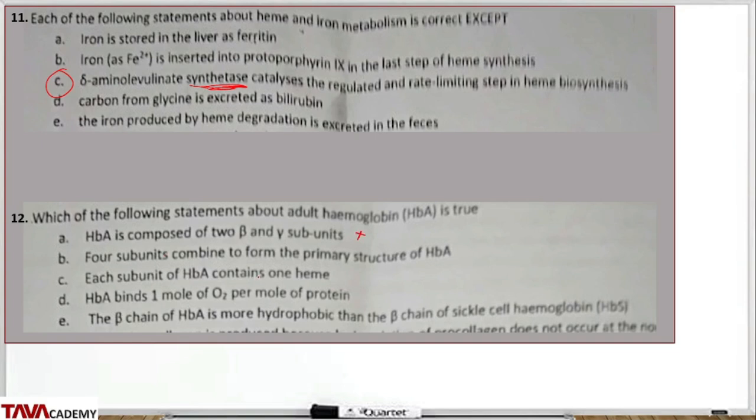4 subunits combine to form the primary structure of hemoglobin. They didn't state the 4 subunits of what. Each subunit of hemoglobin contains a heme, that is true. HbA binds 1 mole of oxygen per mole of protein. Actually it binds 4 moles of oxygen in all. The beta chain of HbA is more hydrophobic. No, it's actually more hydrophilic. So the beta chain of HbA is more hydrophilic than HbS.